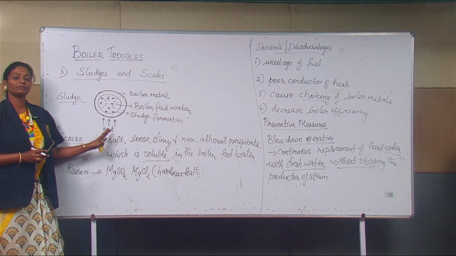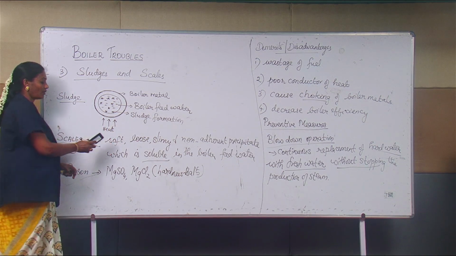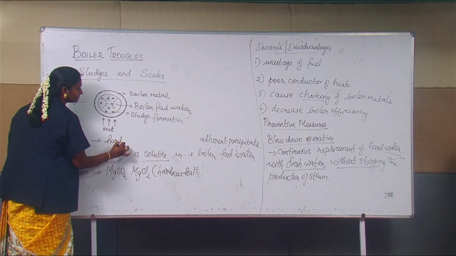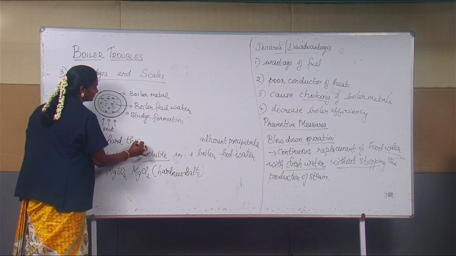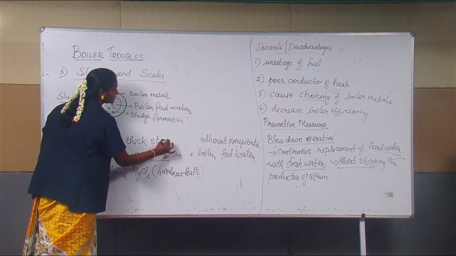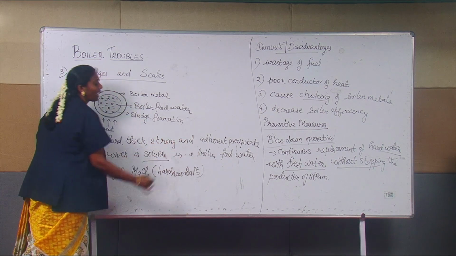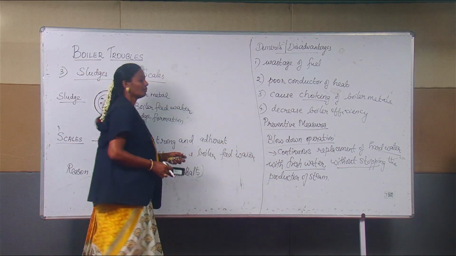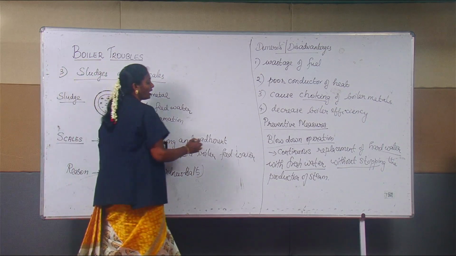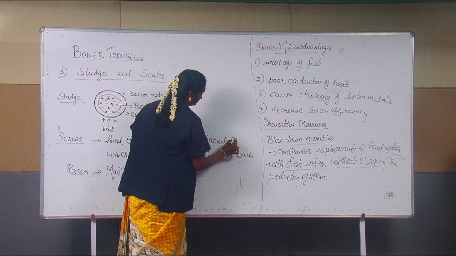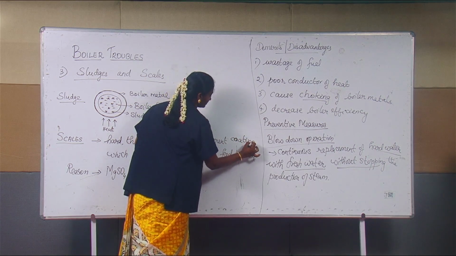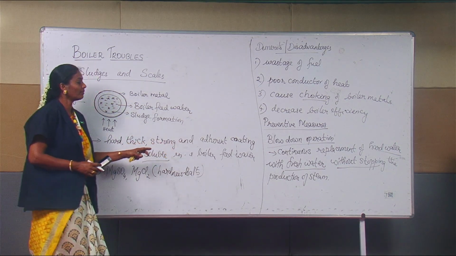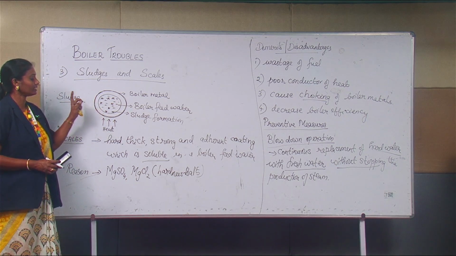So here scales would be just opposite to sludge. It is not soft, it is hard, thick, strong and adherent coating. Here it is not a precipitate. The precipitate, due to continuous boiling, would become a hard coat lining. It will not be soluble with the boiler water. It would be occupying the inner walls of the boiler metal as a thick lining.